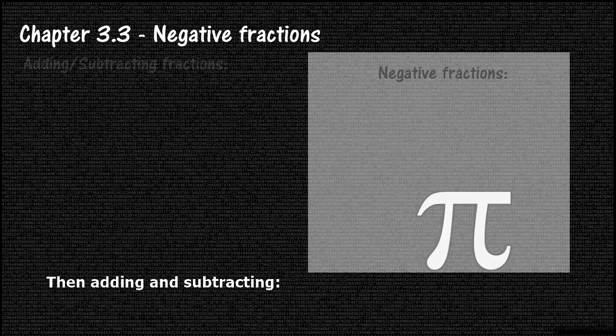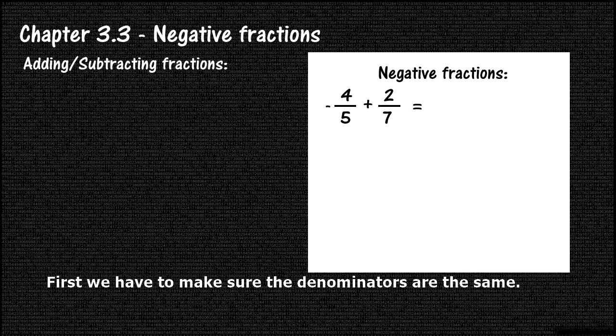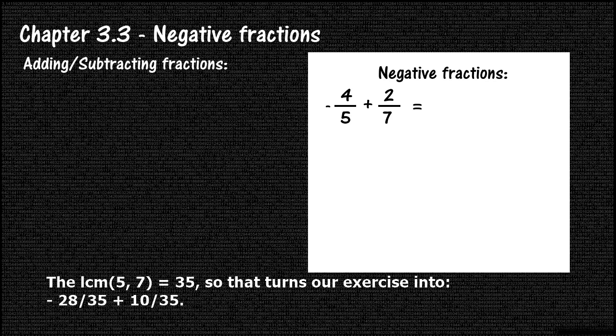Then adding and subtracting. Let's say I start with this exercise. Minus 4 over 5 plus 2 over 7. First we have to make sure the denominators are the same. The LCM of 5 and 7 is 35. So that turns our exercise into minus 28 over 35 plus 10 over 35.